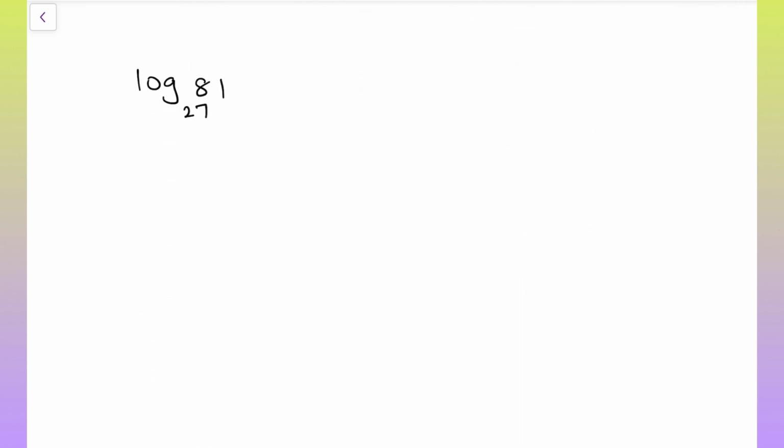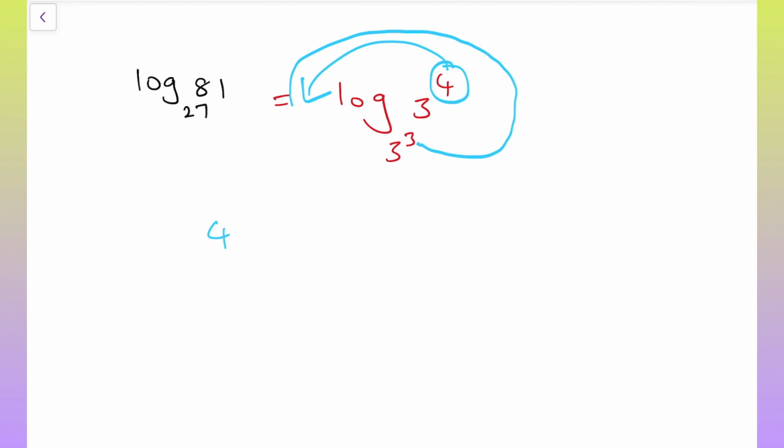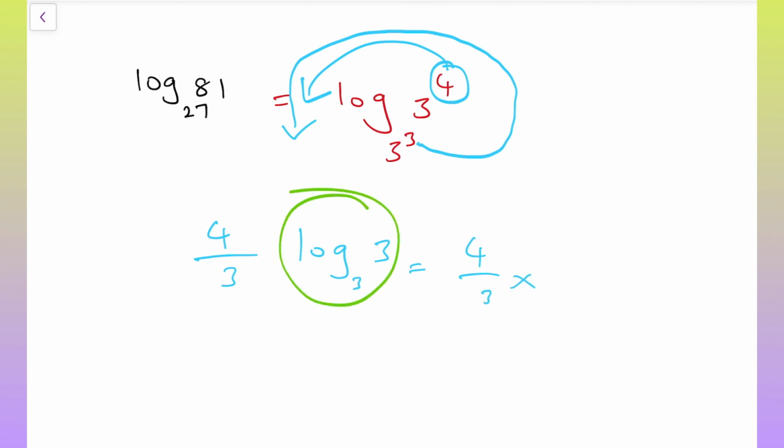Next, let us check one more. Log 81 and base 27. Log 81 can be written as 3 power 4. 27 can be written as 3 power 3. Now here, this power is for the main number, so it will go to the front as it is, 4. This power is for the base, so it will go to the front as the reciprocal, 1 by 3. Then remaining will be log 3 base 3. So 4 by 3 into the value of log 3 base 3, which is 1, right? So 4 by 3 into 1 is 4 by 3.